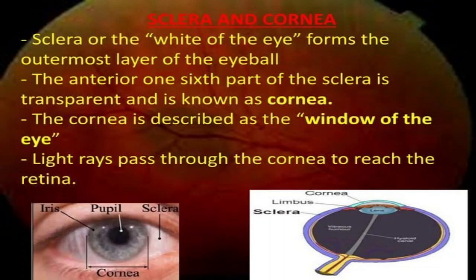Sclera and cornea. The sclera and cornea are both parts of the eye that help to protect and maintain its shape. The sclera is the tough outer layer of the eye. It is also known as the white of the eye because it is usually visible on the outer surface of the eye. The sclera is made up of dense connective tissue that helps to protect the eye from injury and maintain its shape. It also provides attachment sites for the muscles that move the eye.